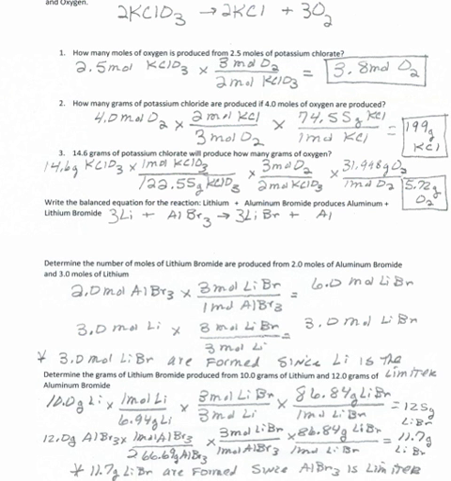So our first balanced equation is potassium chlorate, making potassium chloride and oxygen. So we have a 2, 2, 3 when you balance the equation. So first question, how many moles of oxygen is produced from 2.5 moles of potassium chlorate?